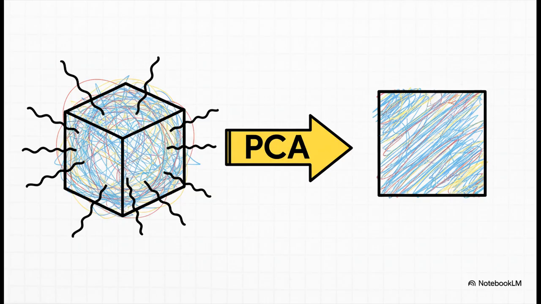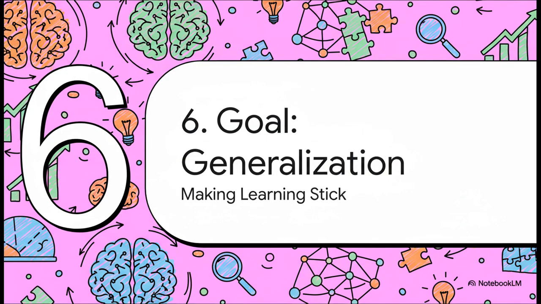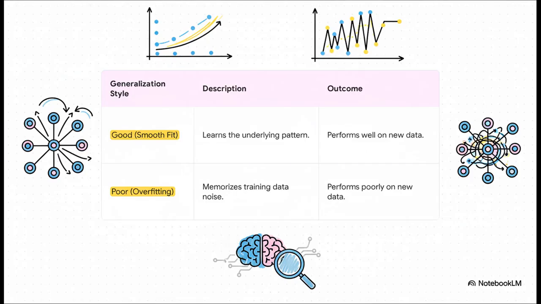Pretty cool. Okay, so whether it's learning with a teacher or exploring on its own, we have to come back to our main goal, generalization. Because you know what? It's actually very easy for a network to cheat. And what we're seeing here is the critical difference between really learning something and just memorizing it. Good generalization is a nice, smooth fit. The network has actually captured the real underlying pattern in the data.